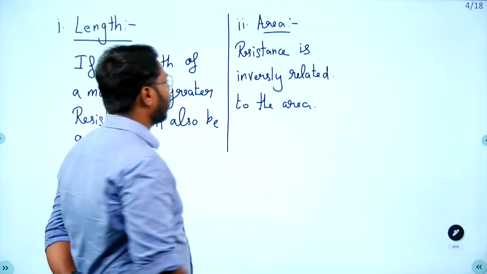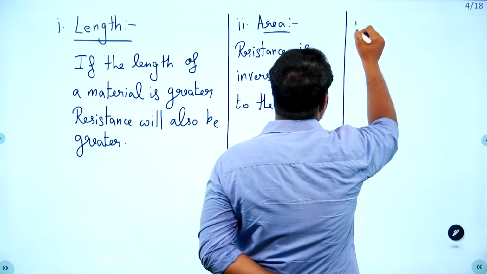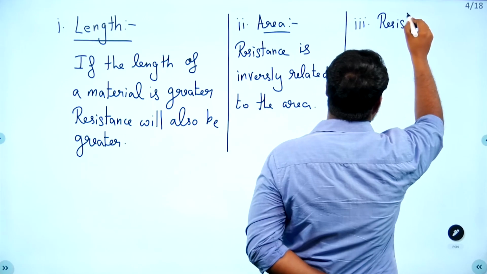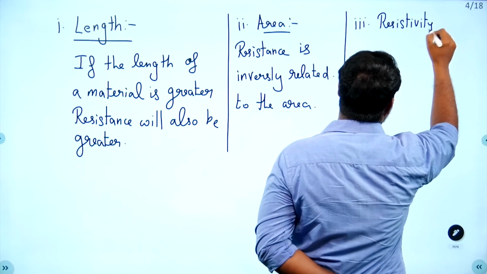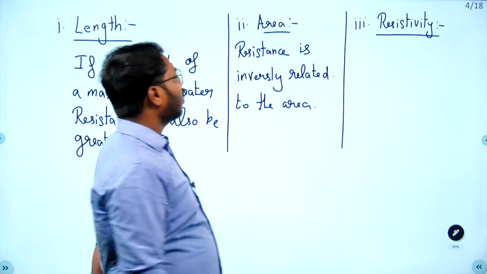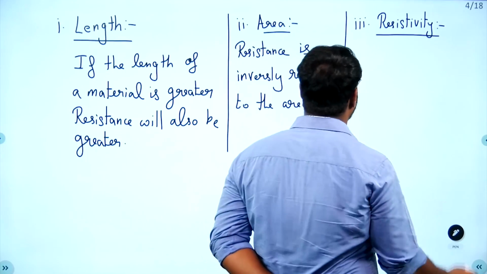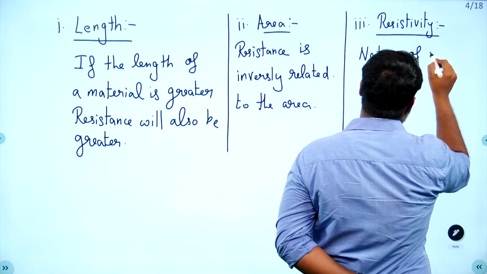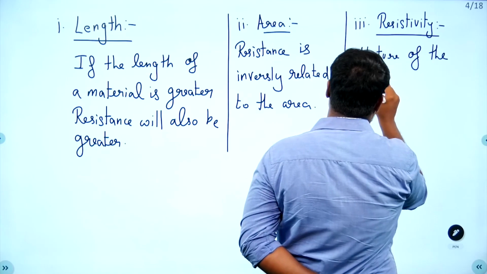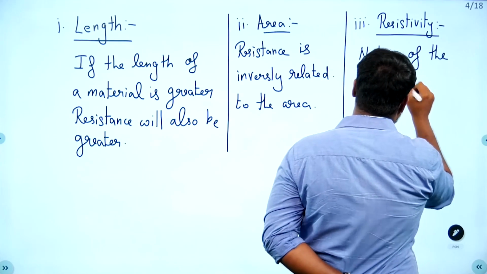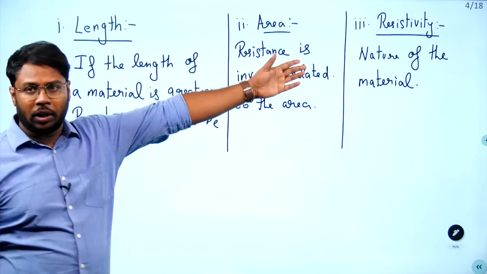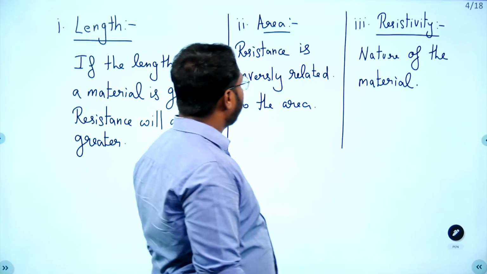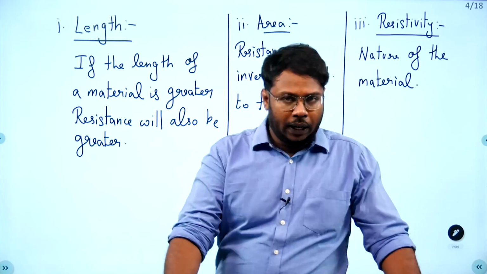And the third one is the nature, the resistivity. Okay, that is the resistivity. That purely depends on the nature of the material. So these are the three important factors on which your resistance is going to depend, right? So this is for a material.